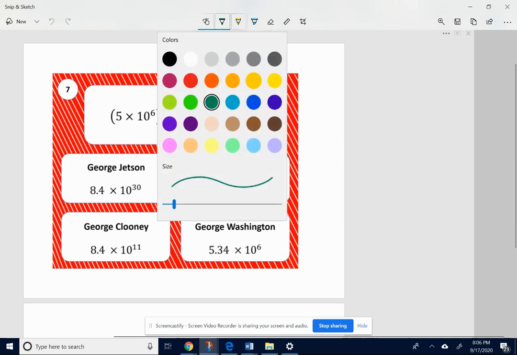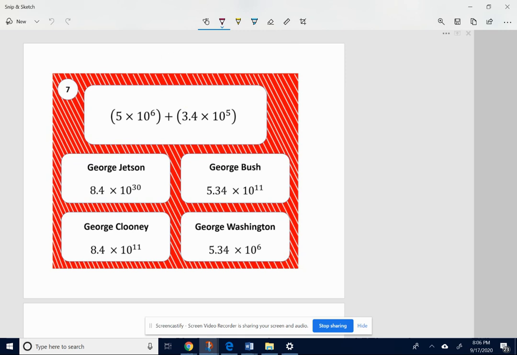Let's write it as 3.4, I'm just recopying it, 3.4 times 10 to the 5th. I want to change that 10 to the 5th into 10 to the 6th. So just think about, what do I need to do as far as multiplying or dividing? Well, I have to multiply by 10 to the 1st, because 10 to the 5th times 10 to the 1st would be 10 to the 6th.